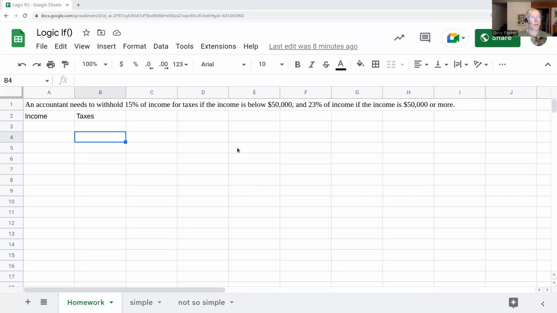Let's see if we can come up with an if statement to deal with this accounting situation. So an accountant needs to withhold 15% of the income for taxes if the income is below 50,000, and 23% if the income is 50,000 or more. All right, so we have to make a decision. When do we take out 15%? When do we take out 23%?